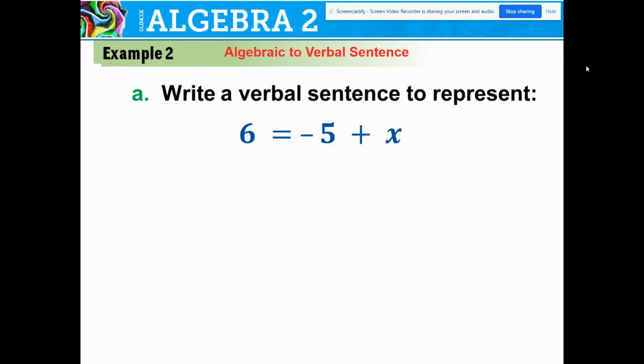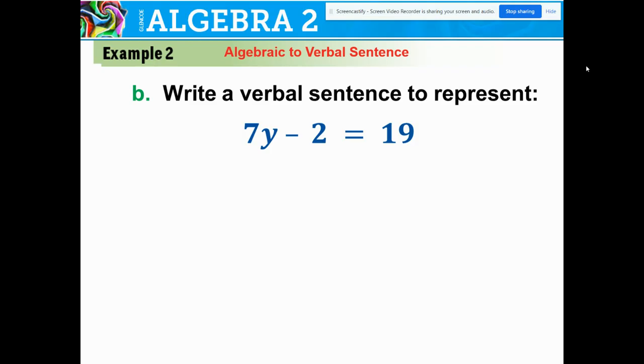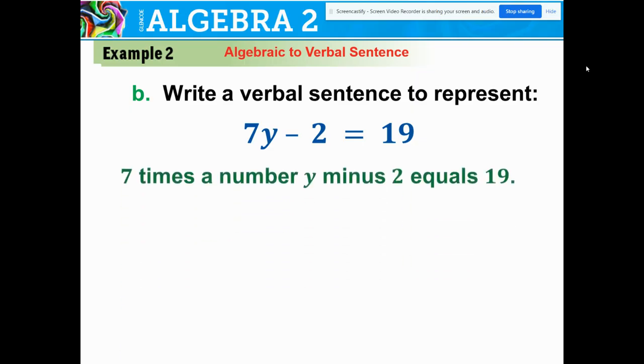Example 2, write a verbal sentence to represent that equation. 6 equals negative 5 plus a number x. Next one, write a verbal sentence to represent this. 7 times the number y minus 2 equals 19.